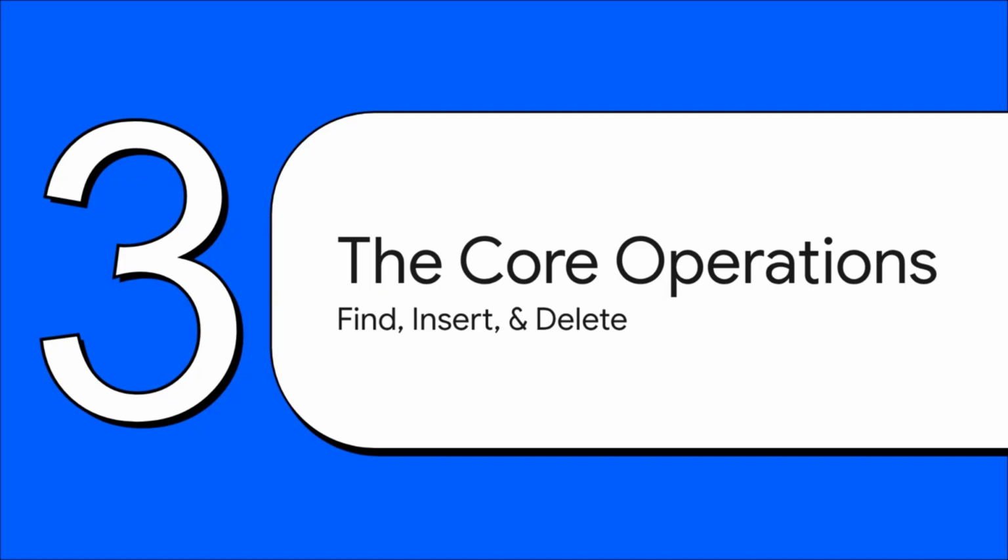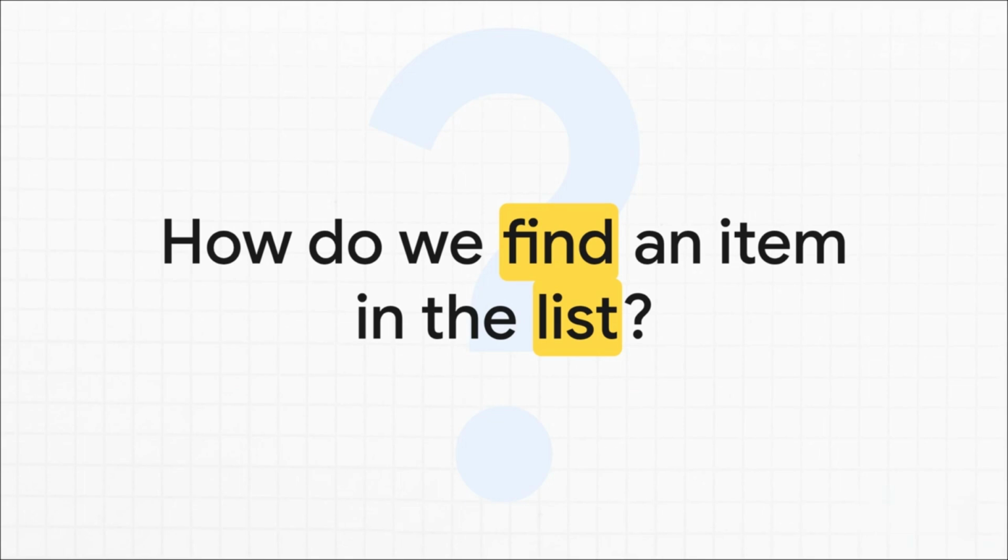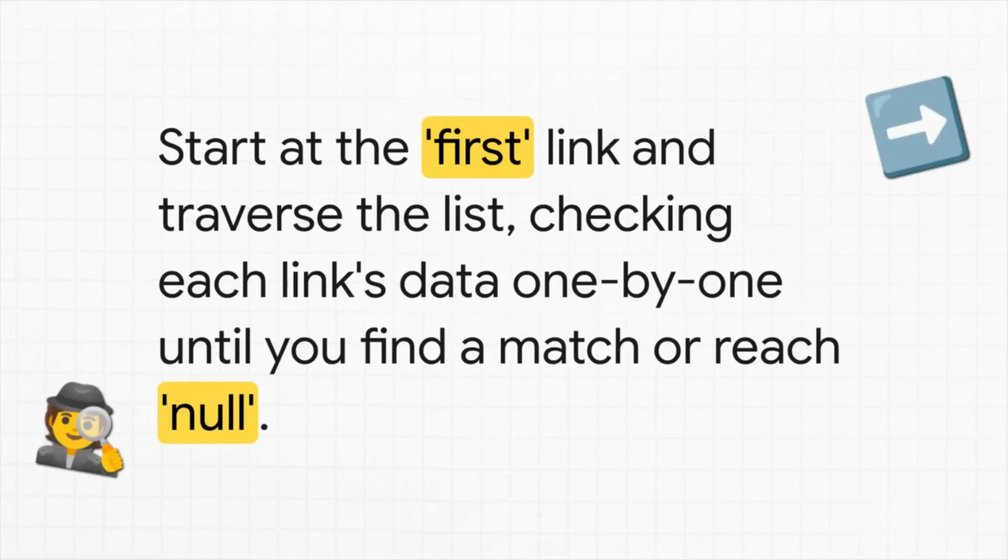All right, so we understand the structure now. We've built the chain. So let's play with it. Let's look at the 3 most fundamental things you can do with a linked list. Let's say we have our list, and we need to find a specific item. We already know we can't just jump straight to it like we would with an array. So what's the plan? You got it. It really is like that scavenger hunt we talked about. You have to start at the beginning, at that first link, and you follow the clues, the next pointers, from one link to the next. At every stop, you open the box and check, is this what I'm looking for? And you just keep going until you either find your treasure or you hit that null dead end.